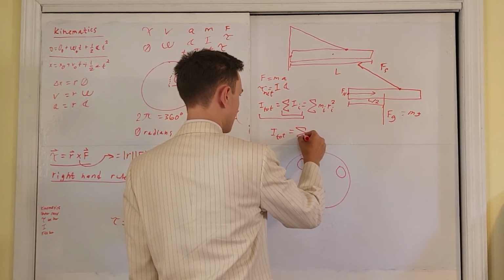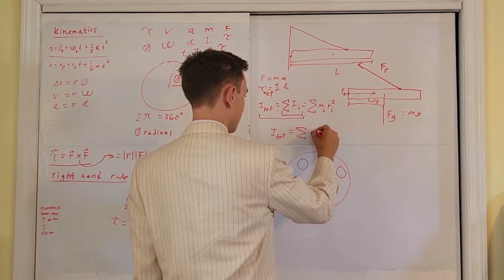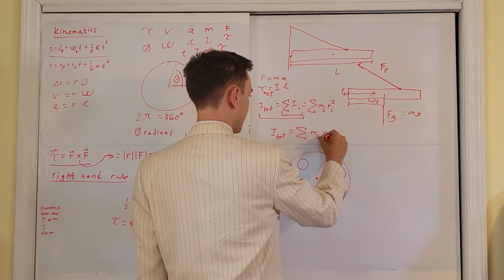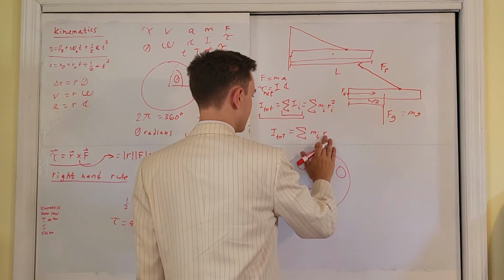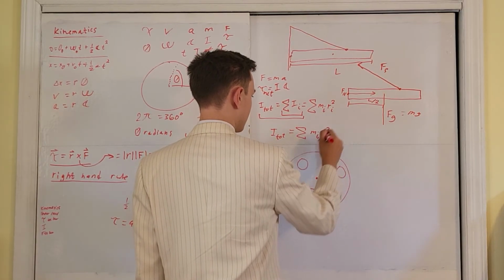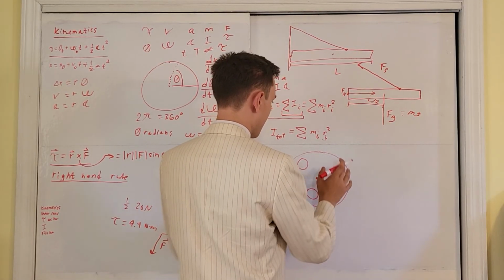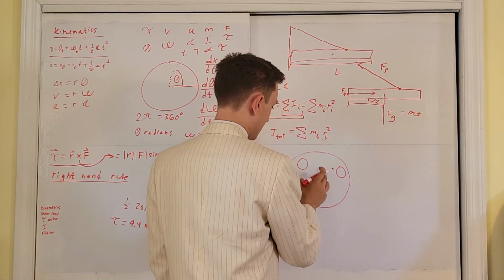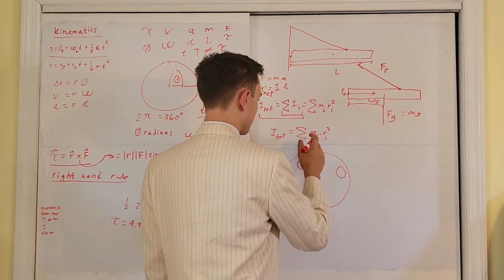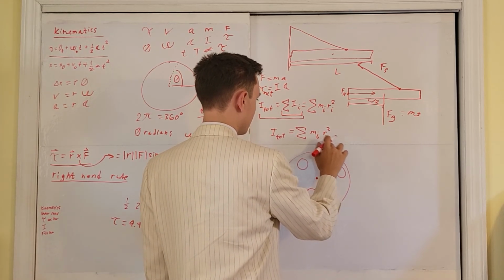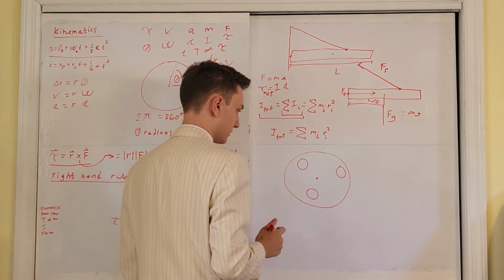Therefore, I would need to sum up the component masses multiplied by their radius from the center squared. Okay? So first off, let's consult the main dish. The dish has negligible mass, so therefore it does not contribute significantly to our rotational inertia.